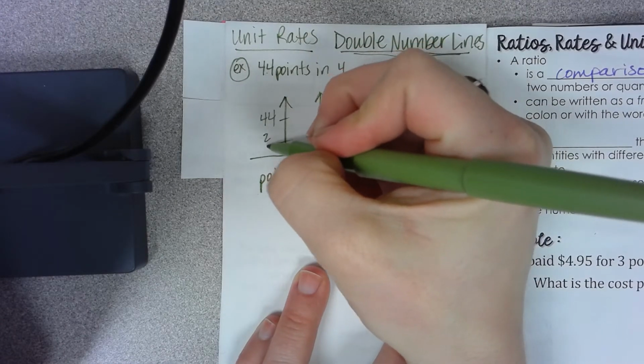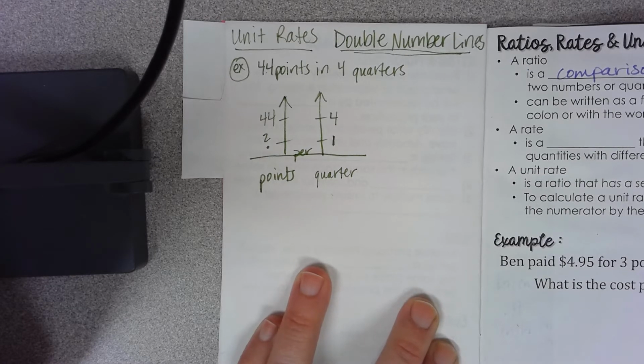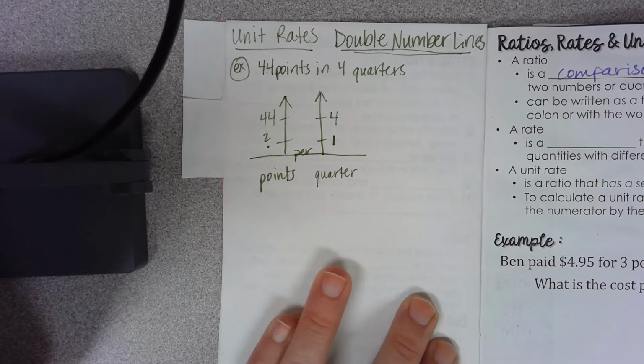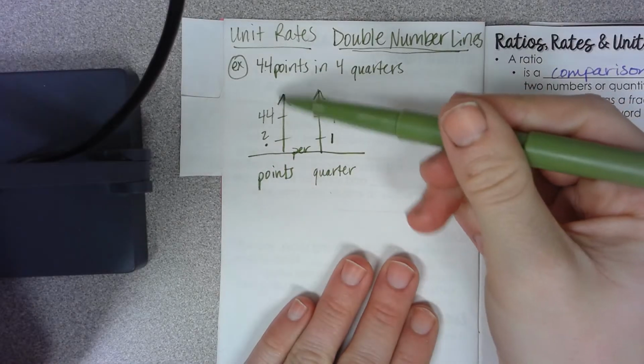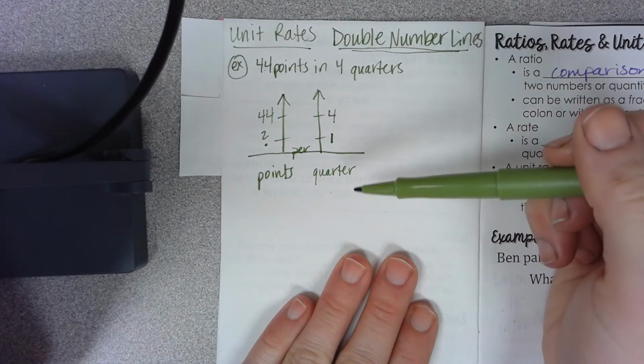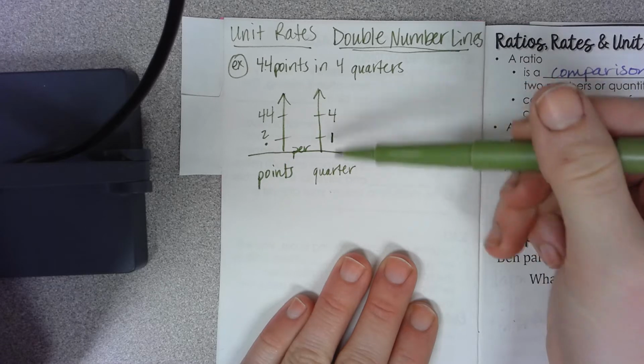I am going to always have you put a question mark there to show that that's what you're trying to find. Okay, so now that we have our double number line set up, we're going to solve. You're going to find the side, either this label or this label, that has both of the numbers labeled on the double number line. And in this case, it's the quarter.